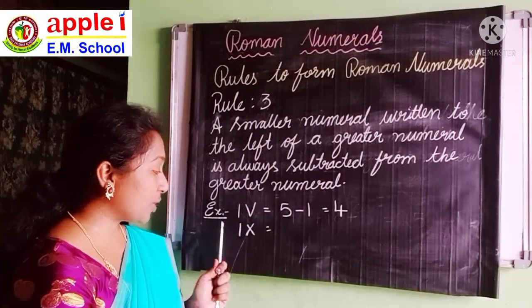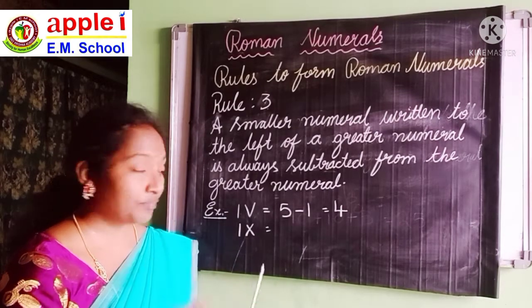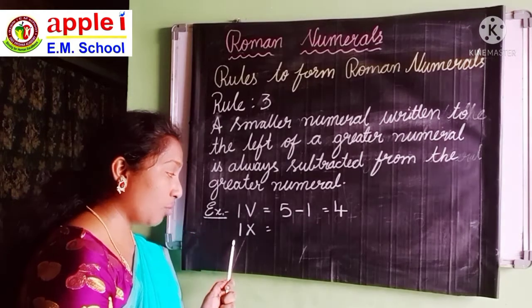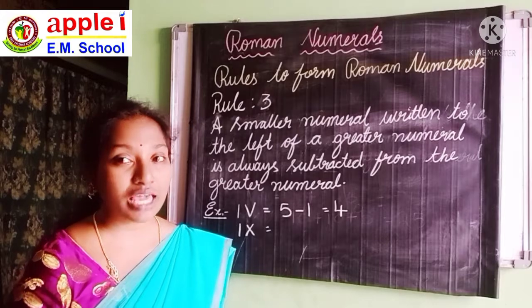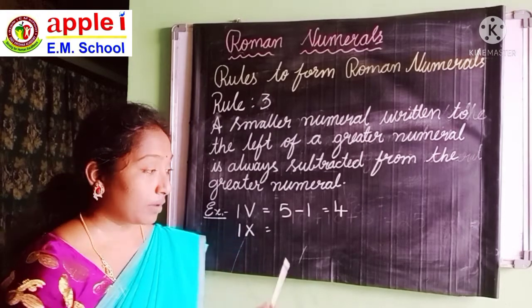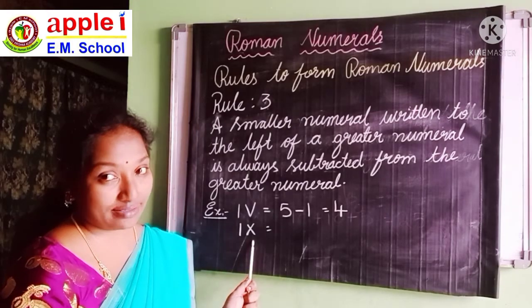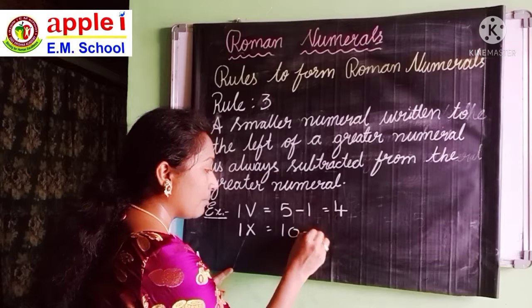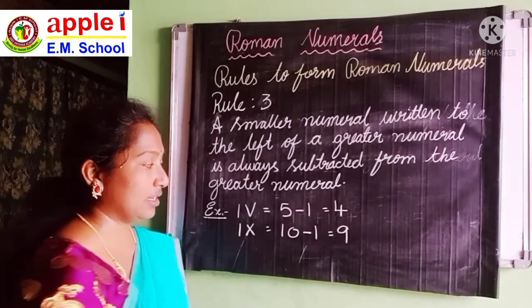See the next one, I, X. Here I means 1, X means 10. Again here we are having small and big. So small, big means we have to subtract. Big minus small. So here the big one is X. X means 10. 10 minus 1 is 9. Understood?